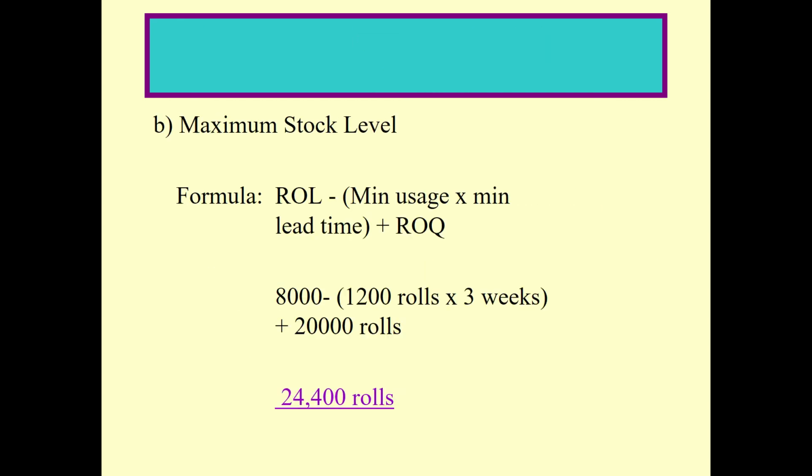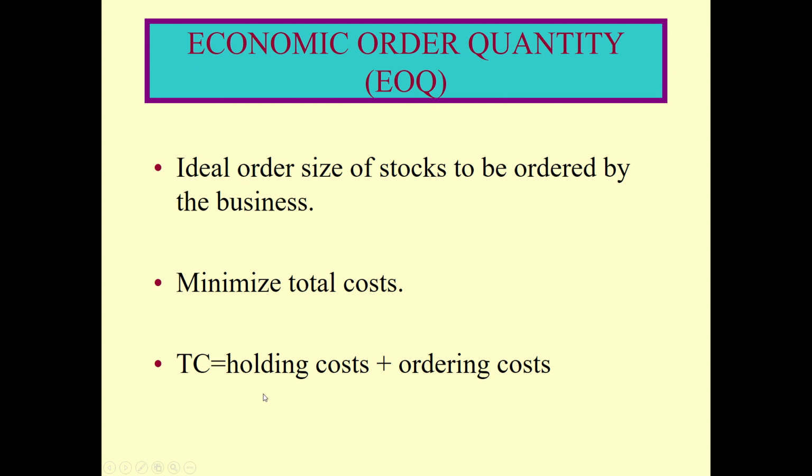Next, we go to the EOQ. If, let's say, the amount of ROQ is not given, you need to calculate the amount of EOQ. So what is EOQ? EOQ refers to the ideal order size or quantity of stock to be ordered by a company that will eventually minimize its total cost, which consists of holding cost and ordering cost.